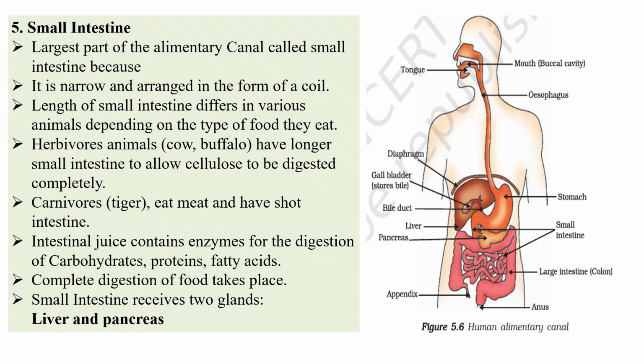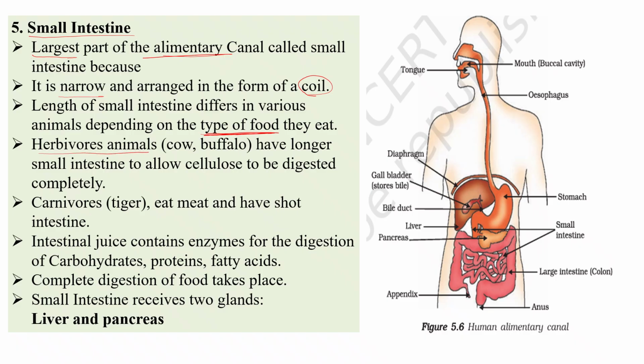Now the next part is the small intestine. You can see in the figure, this all is the small intestine. This and this is the large intestine, and this in the center, this coiled narrow part, is the small intestine. So the small intestine is the longest part of the alimentary canal. It is narrow and arranged in the form of a coil. And the length of the small intestine varies in animals depending upon the type of food they eat.